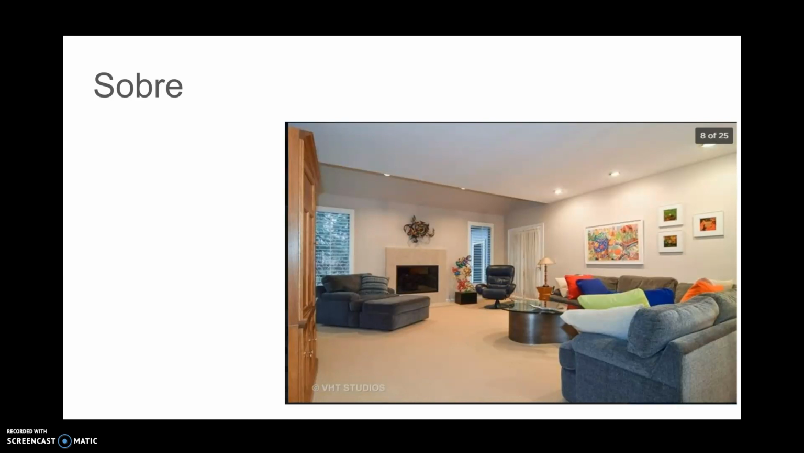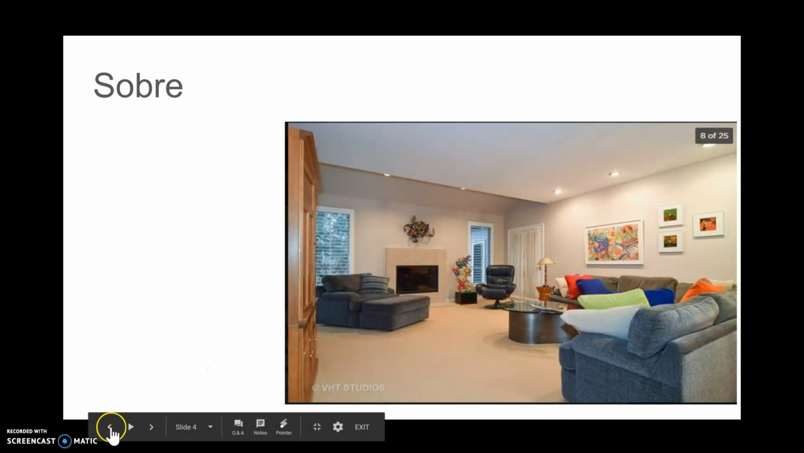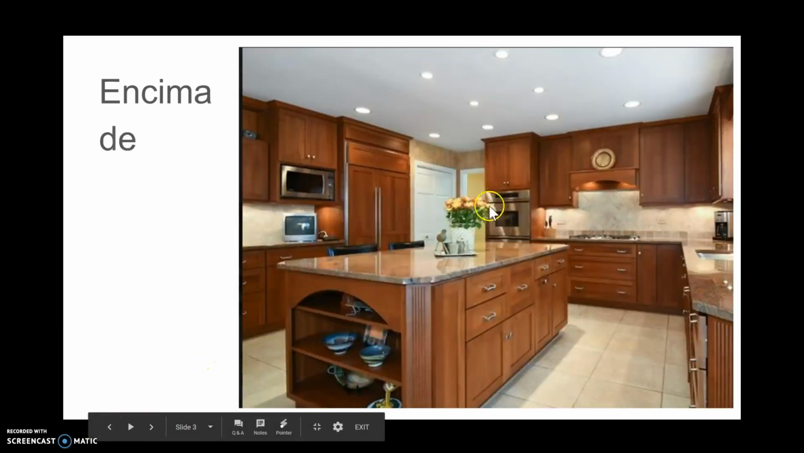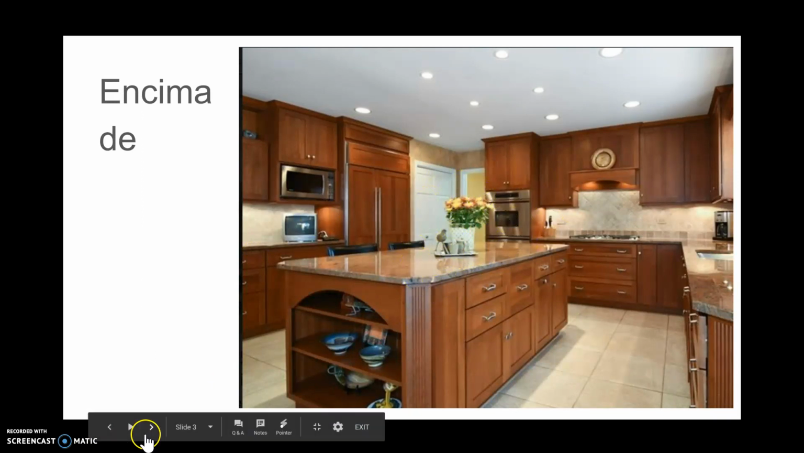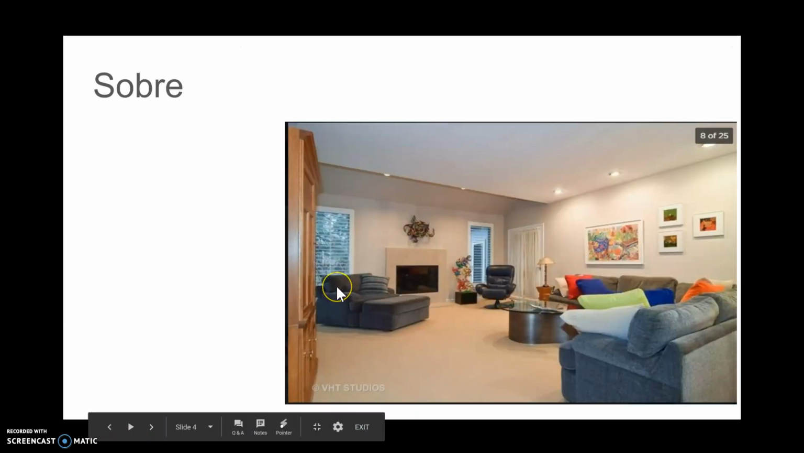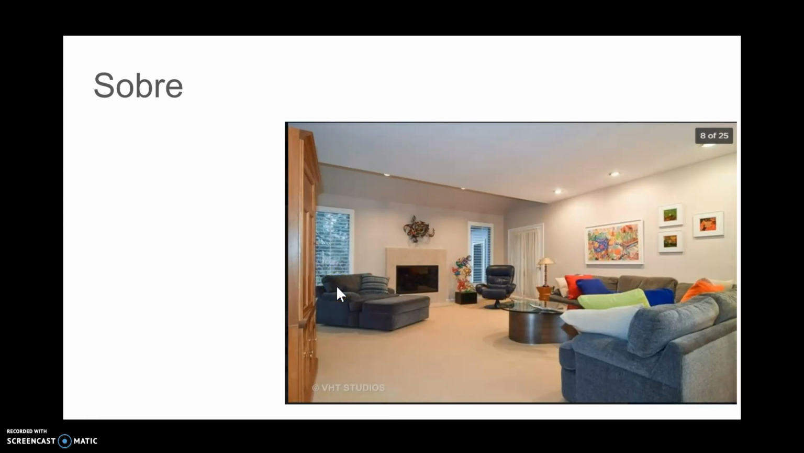Note the difference between encima de, on top of, which you just saw, where the flowers are directly on top of the counter, and sobre, above or over. The paintings may be above the couch or the sofa, but they're certainly not touching it, whereas the flowers in the previous picture were touching directly on top of the counter.